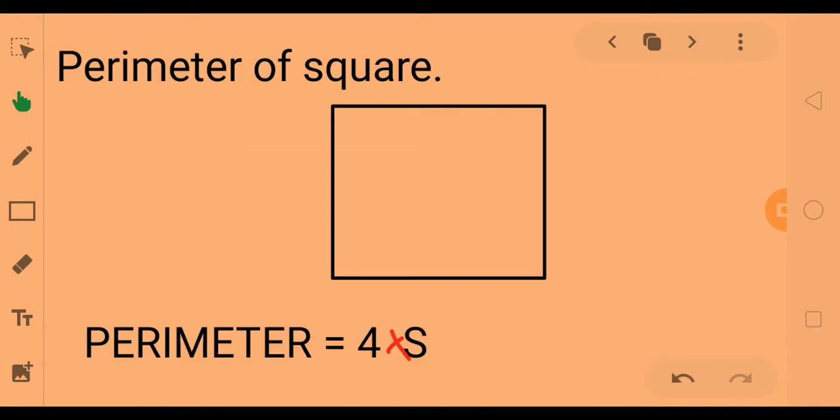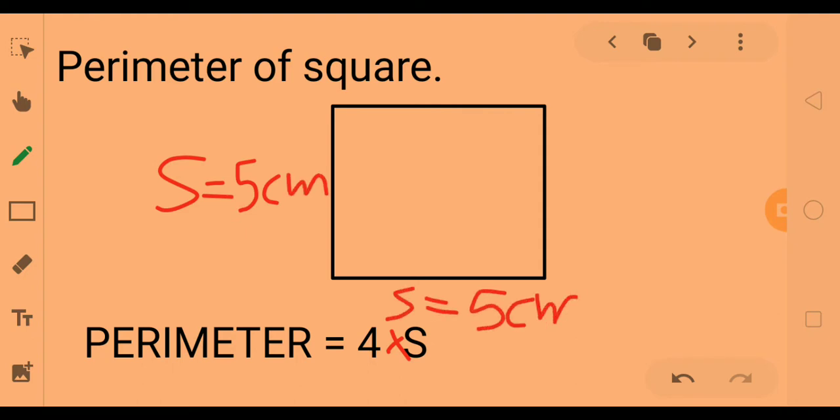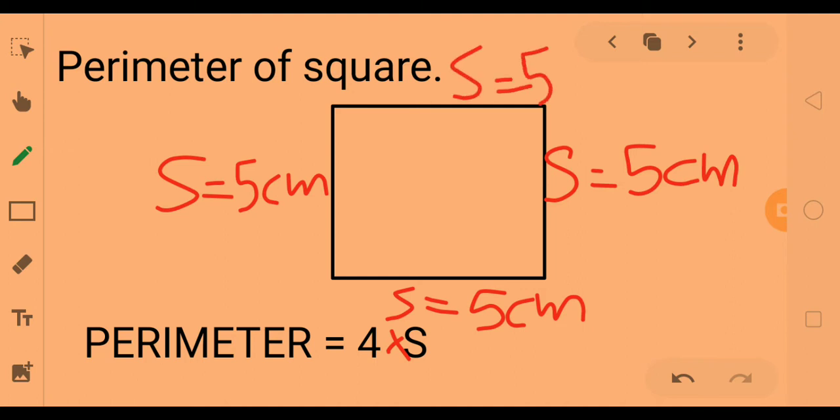Next, calculating the perimeter of a square. We know that a square is a regular shape. Regular shape means all the sides are equal in length. Suppose a square has side 5 centimeter, which means all its four sides are 5 centimeter. The four sides will be of equal length. So it is very easy to calculate the perimeter of a square.